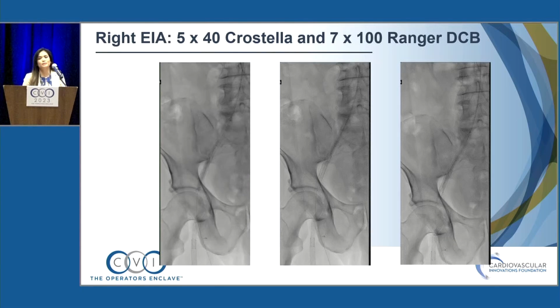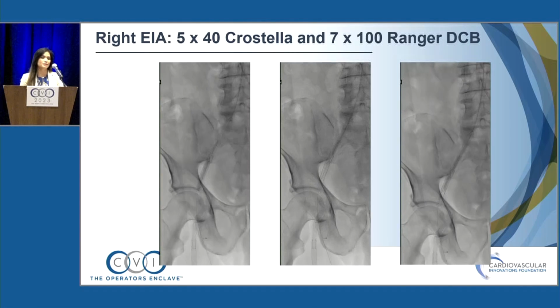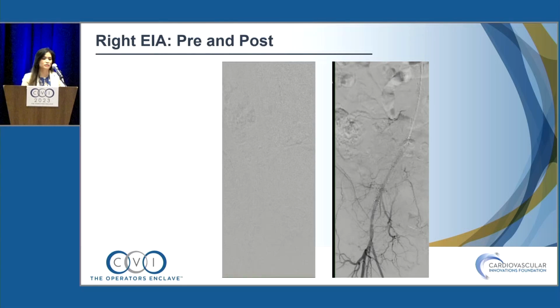We then moved proximally back to our transradial approach to address the right external iliac artery, performing balloon angioplasty with a 5x40 Crossstella and a 7x100 Ranger drug-coated balloon. And this is our final pictures of the right external iliac artery.